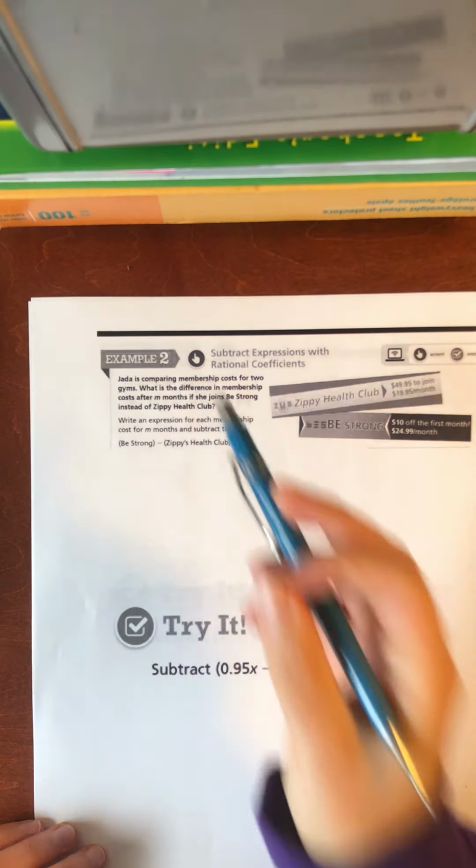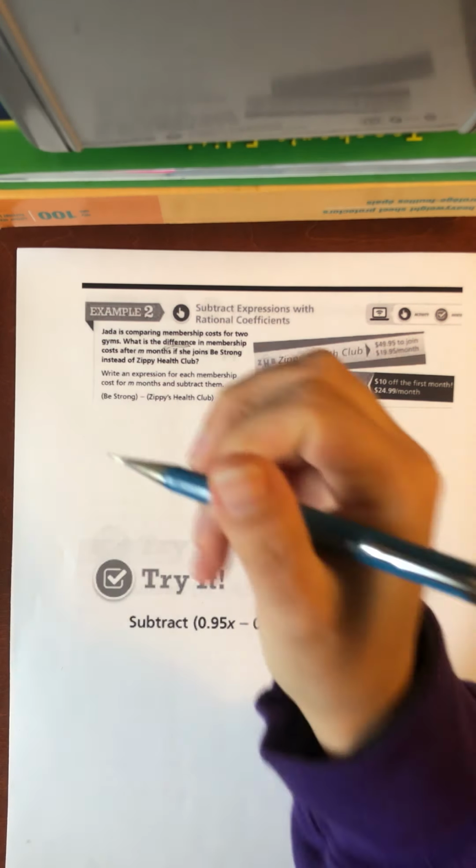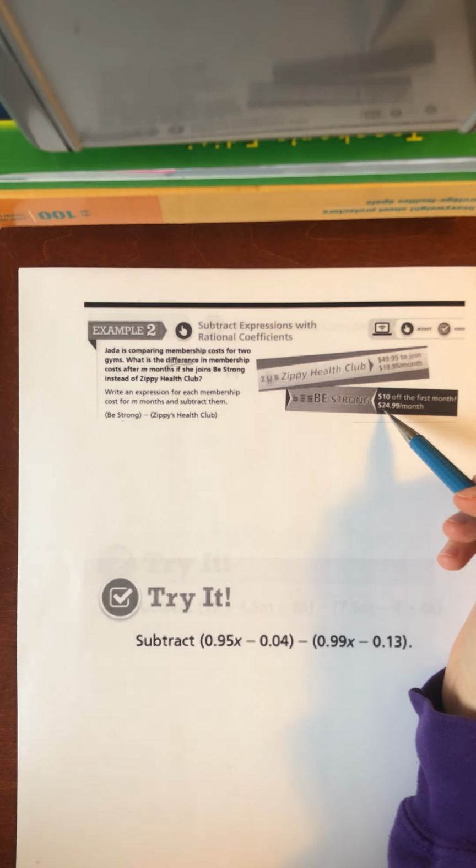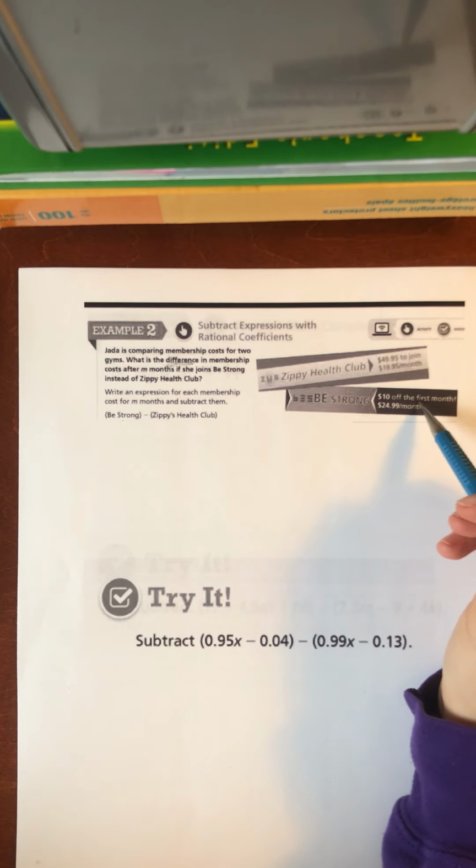Jada, hey, it's Jada. The name is spelled differently though. Jada is comparing membership costs for 2 gyms. What is the difference in membership costs after M months if she joins Be Strong instead of Zippy Health Club? So we're looking for how much more it is, what the difference is. It says to do Be Strong minus Zippy Health Club. Be Strong is $24.99 per month and then $10 off the first month.